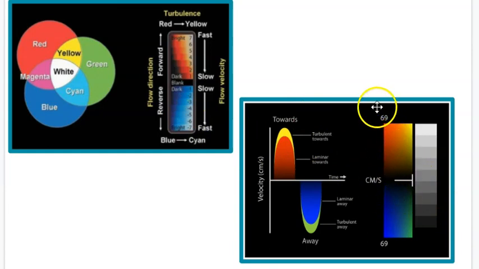This is our pulse repetition frequency. This is the variance map here, and we show red towards, turbulent flow turning a little yellow, red away, turbulent flow turning a little cyan, like green, like it is over here.